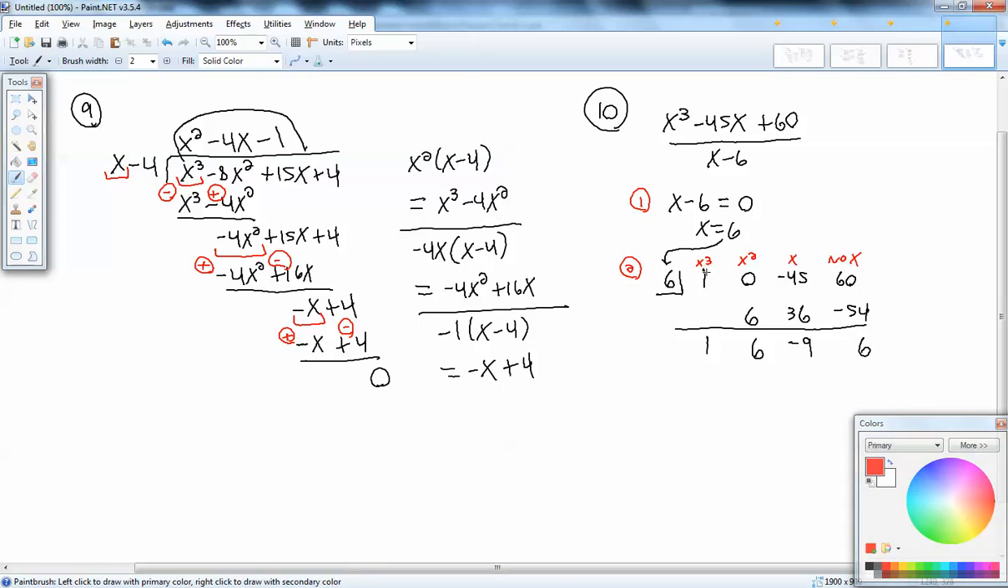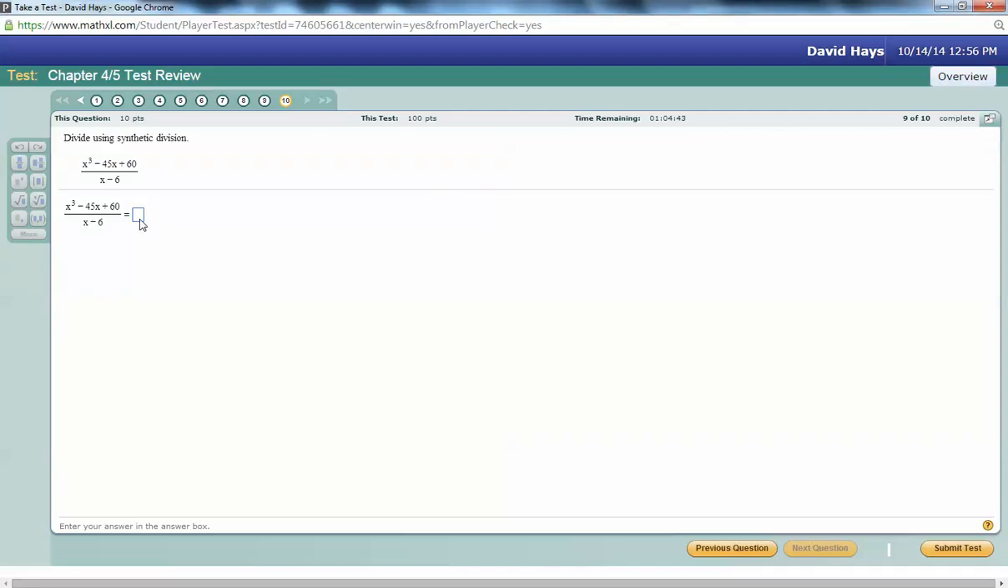Now this was x to the third. This will be 1 degree lower. So this will be x squared. This will be x. This will be our no x. And this will be our remainder. So our answer is going to be x squared plus 6x minus 9 plus we take our remainder over what we're dividing by. I'm assuming. I didn't read the instructions to see what form they're looking for, but they don't say.